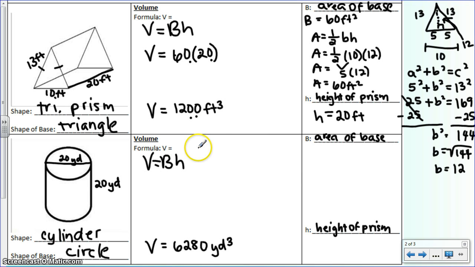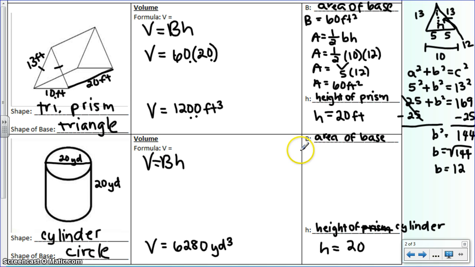All right, next let's move on to this cylinder. Okay, well, here I know that I need to find the area of the base and the height of the cylinder. Well, this should say cylinder, shouldn't it? Yeah, that should say cylinder right there. Okay, now the height of the cylinder, that's pretty easy. The height there is 20.